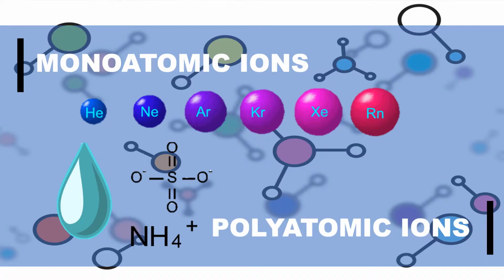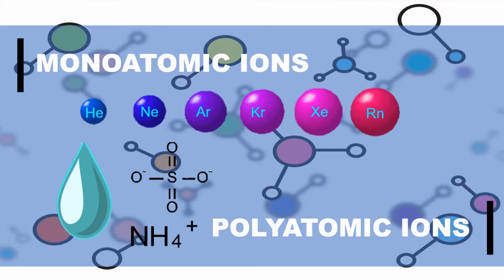Aside from that, monoatomic ions, coming from the word mono, which means one, refer to a single atom. Some of its examples are helium, neon, argon, krypton, xenon, and radon. On the other hand, polyatomic ions, derived from the word poly, meaning two or more, consist of two or more atoms. Sulfate, ammonium, and water are some of the common polyatomic ions.